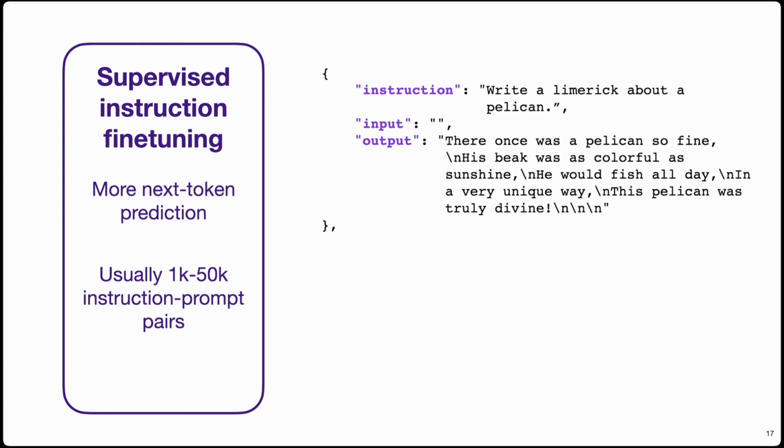So this instruction could be, write a limerick about a pelican. And the desired output is then, there once was a pelican so fine, his beak was as colorful as sunshine, and so forth. And we want to train an LLM to fulfill these types of user queries. So an instruction could also be to translate a text or to summarize a text or to do some basic math or answer some other types of questions.